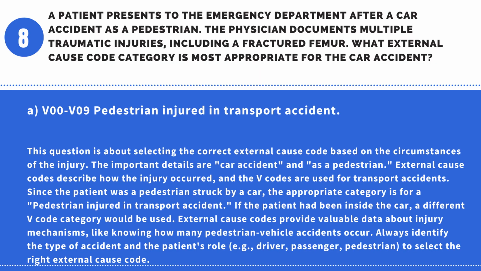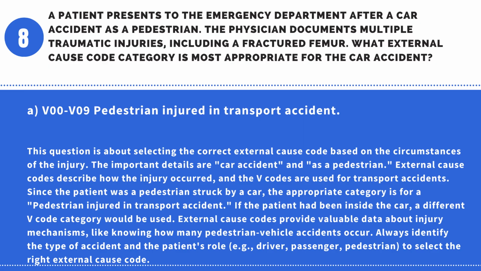Answer A. V00-V09 pedestrian injured in transport accident. This question is about selecting the correct external cause code based on the circumstances of the injury. The important details are car accident and as a pedestrian. External cause codes describe how the injury occurred, and the V codes are used for transport accidents.